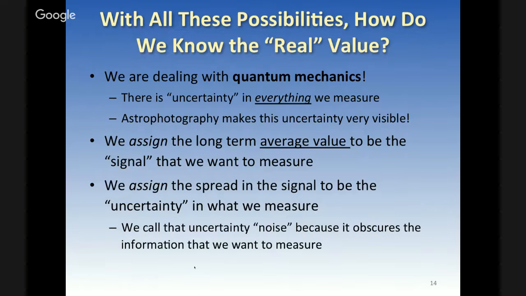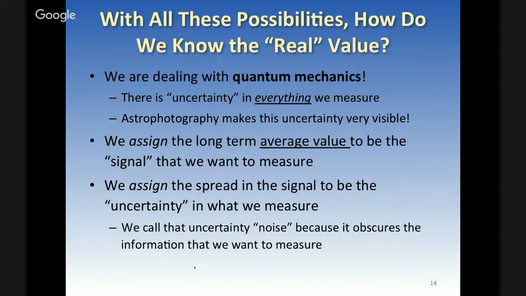Well, here's the kicker. When we do astrophotography, we are really seeing the effects of quantum mechanics. So we're dealing with a quantum mechanical system, and there's uncertainty in everything we measure, and this is one of the outcomes of quantum mechanics. And astrophotography really makes this uncertainty very visible. We don't normally see the effects of quantum systems very easily in most of the things we do, but astrophotography is a special thing that allows us to see that.